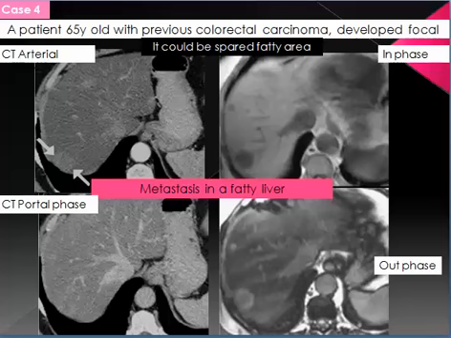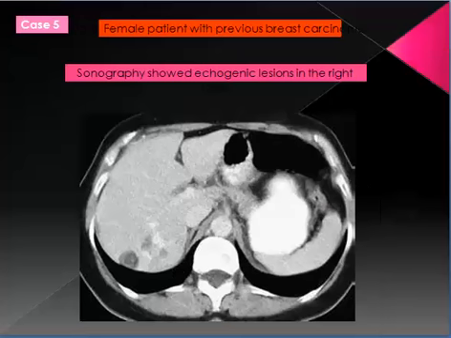So you should be aware of two items: the condition of the liver itself and the condition of the lesion itself. If there is a lesion, search for multiplicity.